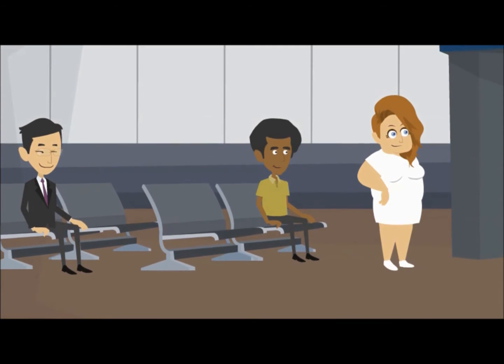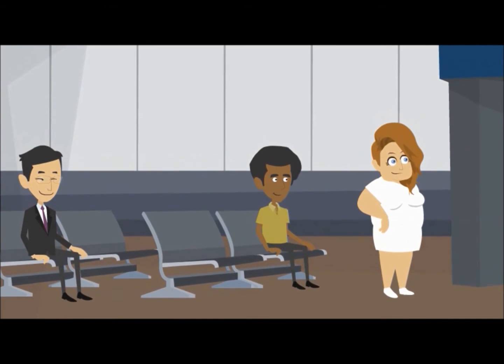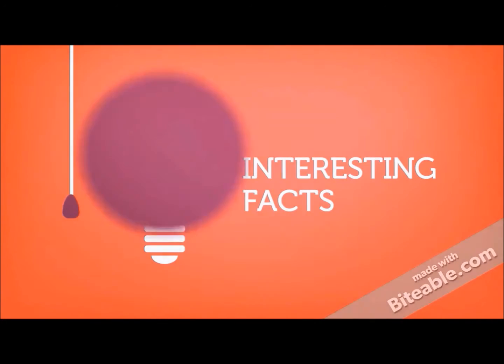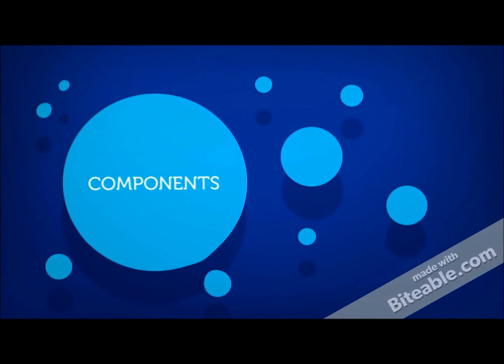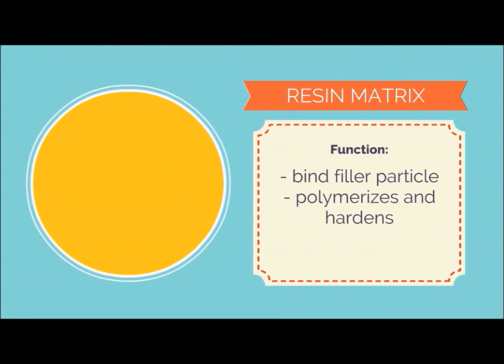While waiting for Dr. Kizrin to do the restorations, I will explain some of the interesting facts about composite resin. Did you know composites are materials formed from a mixture of two or more materials? Components of composites are resin matrix, filler, initiator, inhibitor, stabilizer, tints, and silane coupling agent.